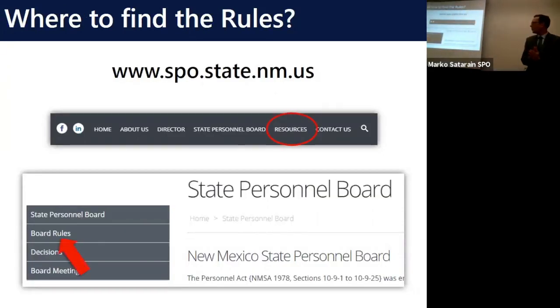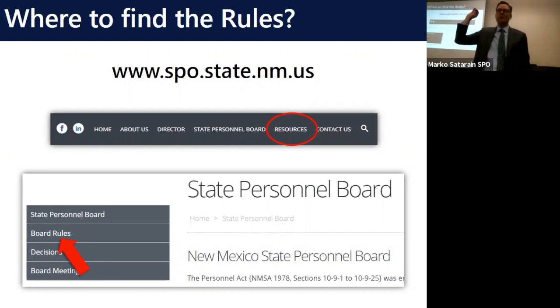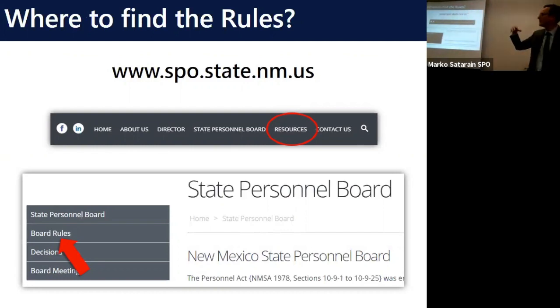So where to find the rules? If any of you want to know, you can easily go to our website, spo.state.nm.us, which is undergoing some development to try to simplify things. You go to the resources, then to the State Personnel Board, and then to the board rules, and you can find them there. I think we also have a PDF version on our website as well. Both are searchable, and searching through those rules with a keyword like director, or whatever your issue is, is very helpful and gets you there fairly quickly.